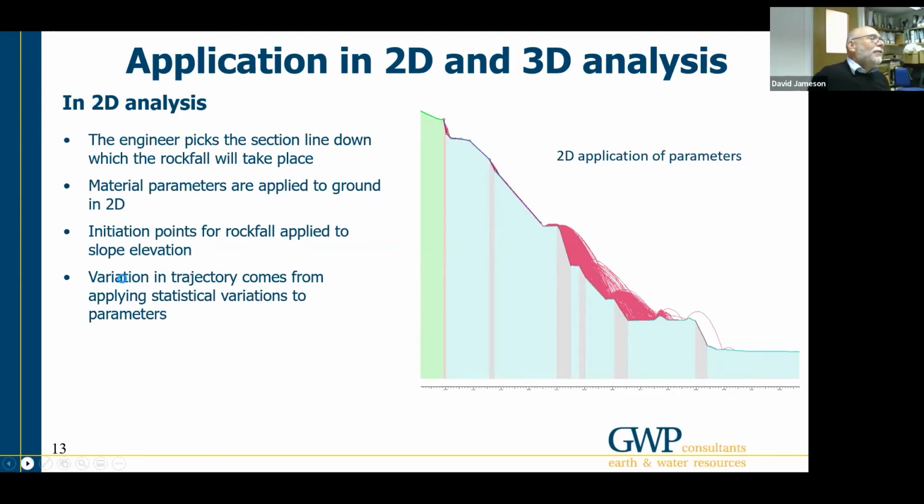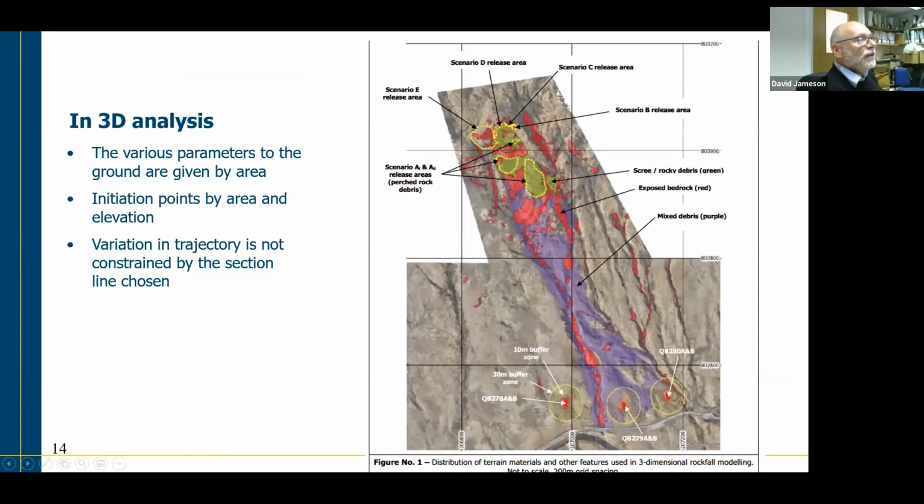And then in a 3D analysis, this is an example that I'll show later on of the analysis that we did on a slope in Scotland earlier this year, where the head wall of a rock buttress a few hundred meters up the slope failed and impacted on a dam on the bottom of the slope. But you do the same thing in the 3D analysis as you were doing in your 2D analysis, but apply the parameters in plan as opposed to a line in section.